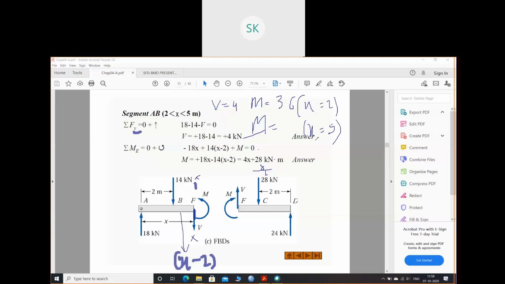Have you understood? This part is clear. Please respond in the chat box. Till this part is clear. Shall I move ahead? Shall I move ahead?